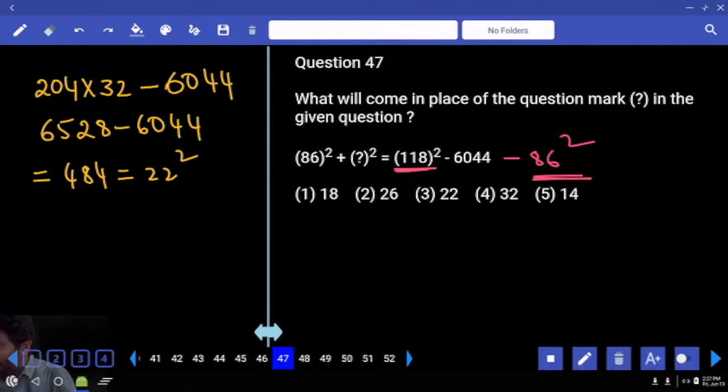You don't even need to do the whole calculation. 484 is also not required. Tell me approximate. Approximate. Go to options. Which square will be in 400s? That is the answer. Got it?